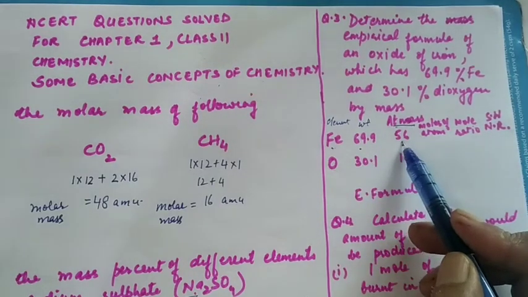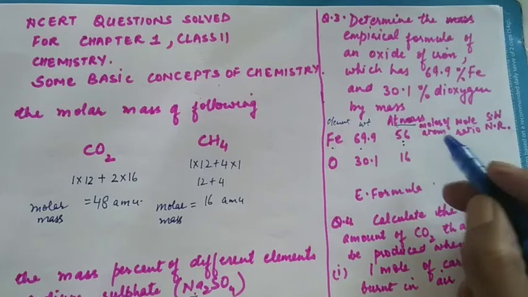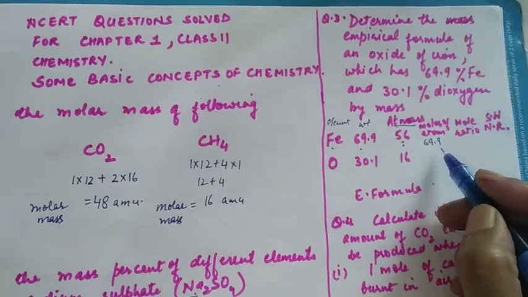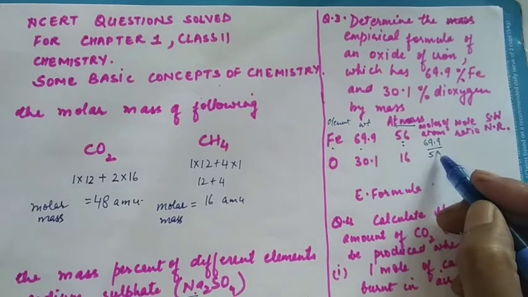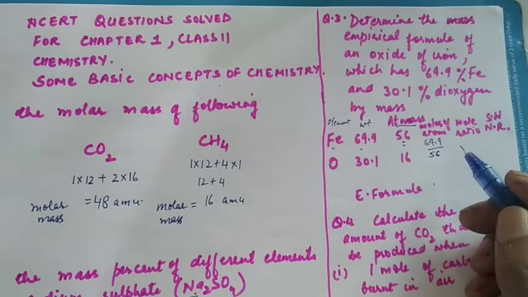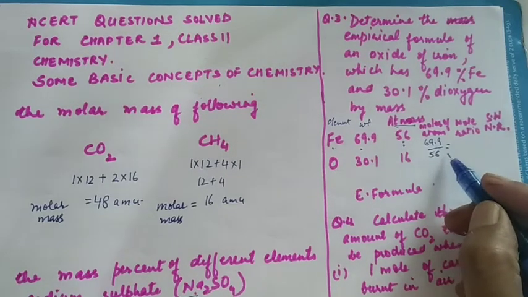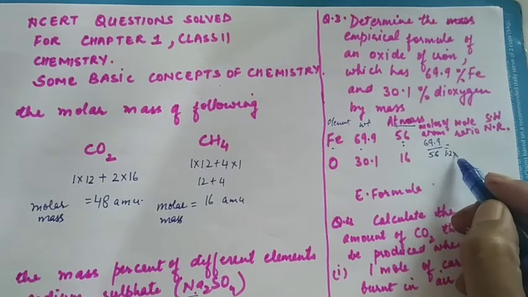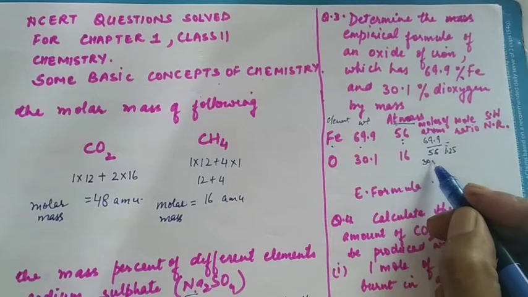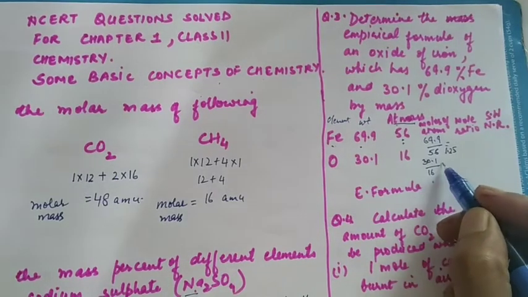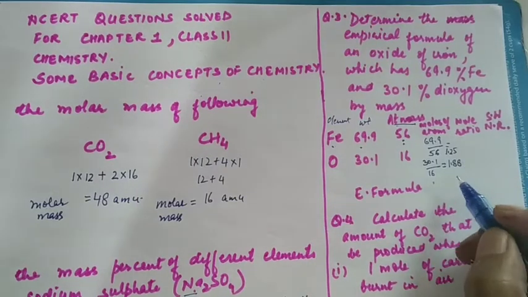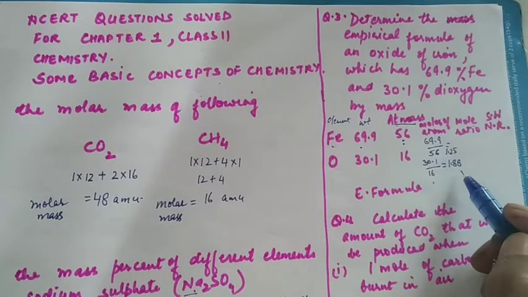Atomic mass is 56. So number of moles of iron will be mass divided by atomic mass. 69.9 divided by 56. So this comes out to be 1.25. Similarly for oxygen, it will be 30.1 divided by 16. This is 1.88. So we have got the number of moles of atom.